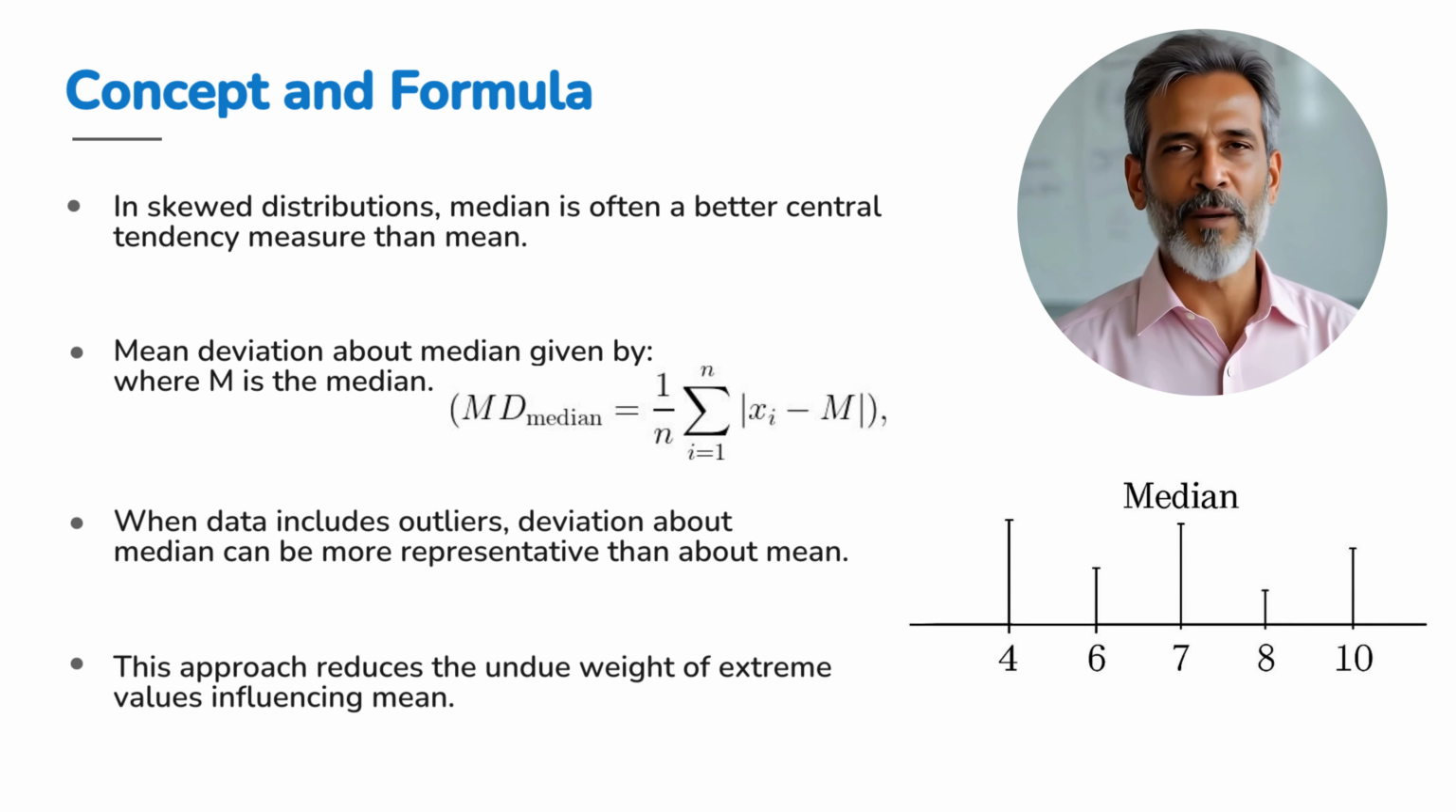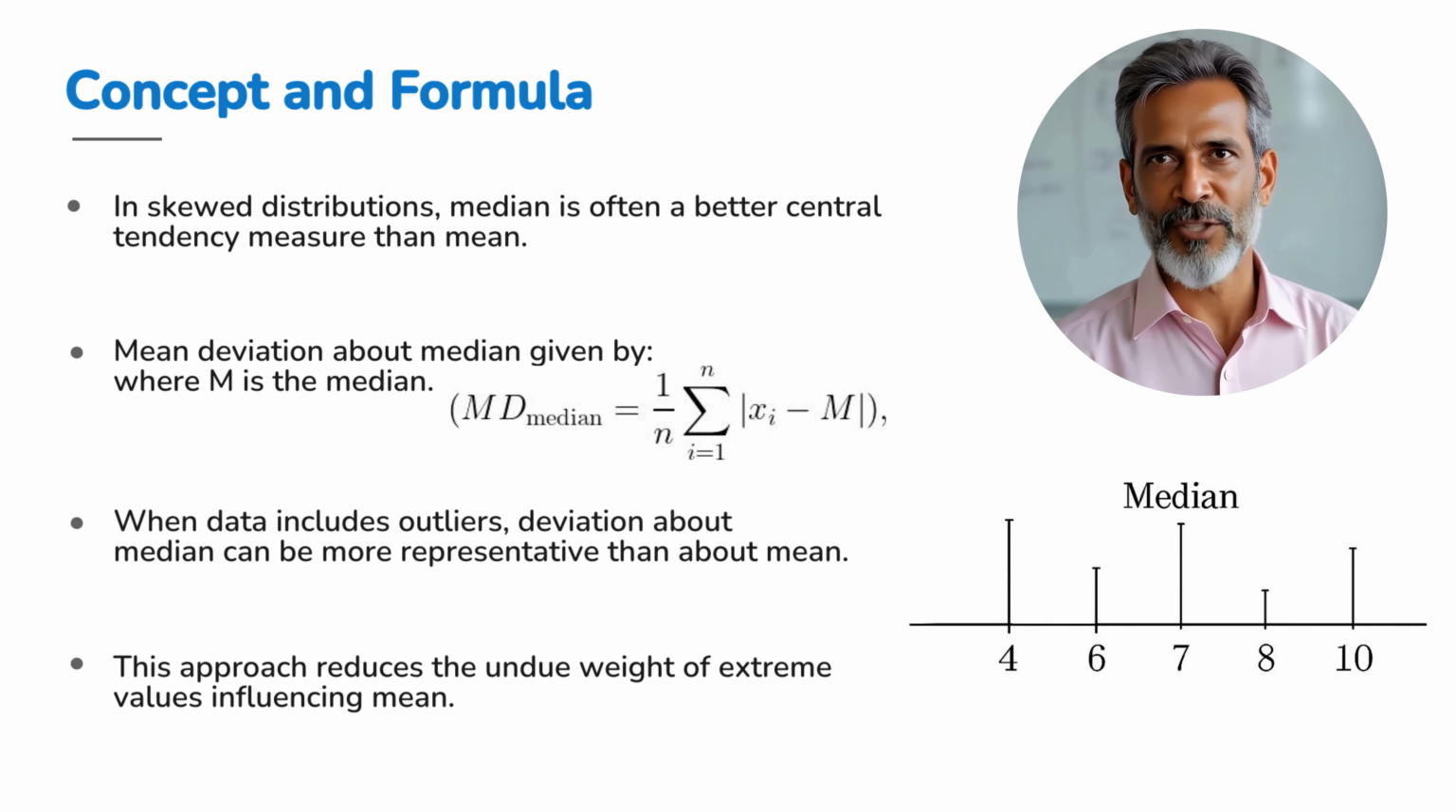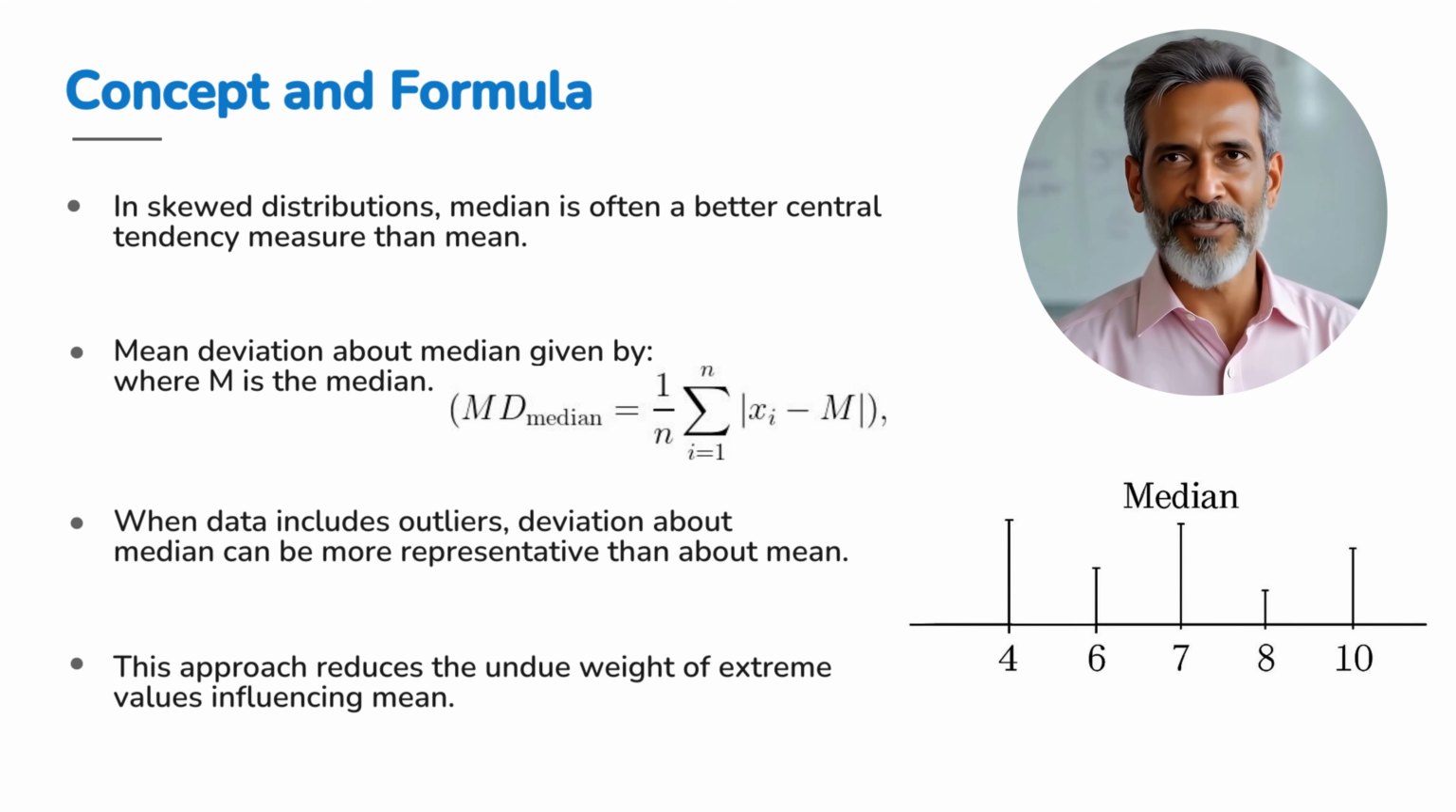Now, let's talk about mean deviation about the median, a powerful alternative especially when dealing with skewed data. In distributions where the data isn't symmetrical, the median often gives a better sense of the center than the mean. This is because median is less affected by extreme values or outliers. The formula here is similar to what we've seen. Mean deviation about the median equals 1 over n times the sum of the absolute values of x sub i minus m, where m is the median.